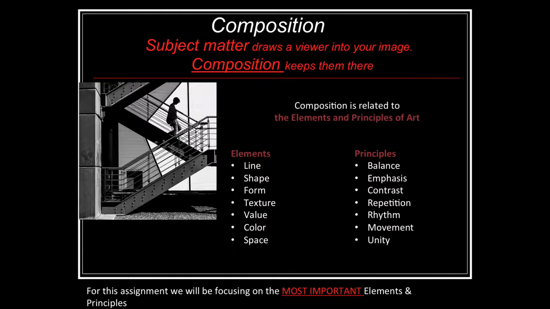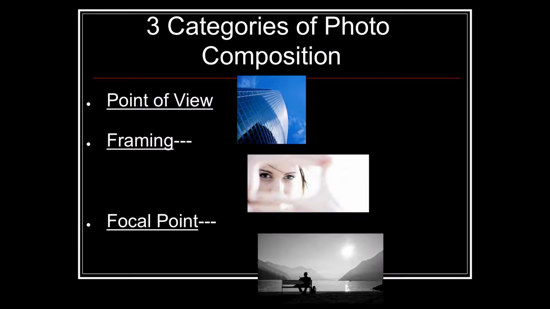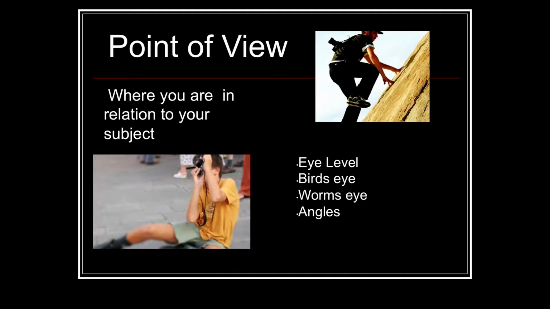Basically, I'm picking out elements and principles here, like line and emphasis, things that are most important to photography. And you're going to focus on that for the next digital assignment. I broke them up into 3 categories. These are the different tips and tricks for these 3 categories: point of view, framing, and focal point.